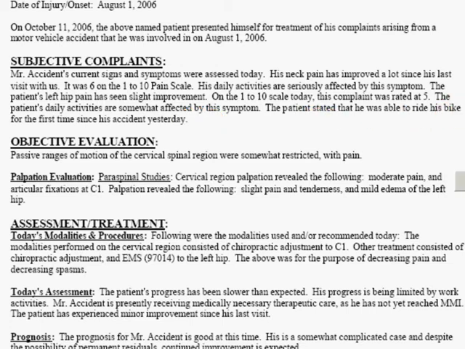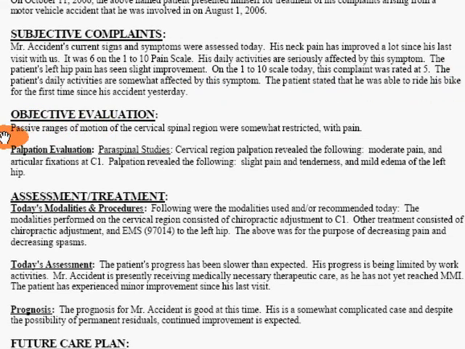And as we scroll down, just to give a little more data here. Objective evaluation. Passive ranges of motion of the cervical spinal region were somewhat restricted with pain. Here we have palpation. Cervical region palpation revealed the following: moderate pain and articular fixations at C1. We also had slight pain and tenderness and mild edema of the left hip. Anyway, the point is, nowadays you need a note that really covers everything, but you don't want to have to spend all day writing it, because who's got that much time? I guess I wanted to show you a concept that you can hopefully apply to your note-taking.